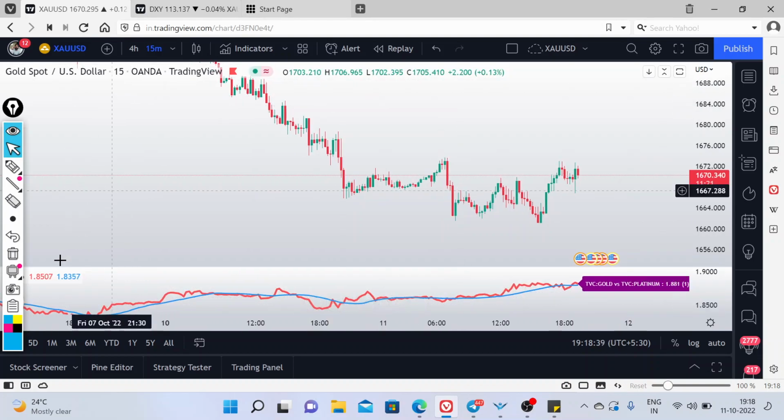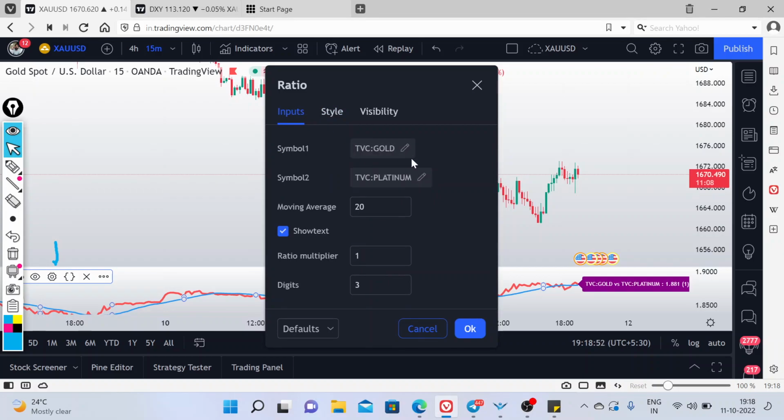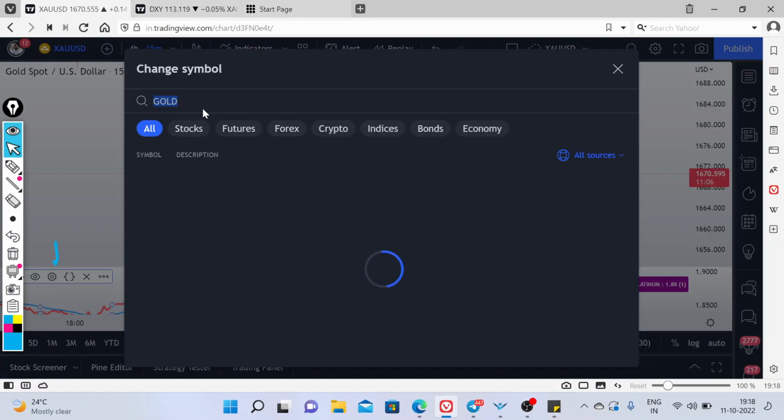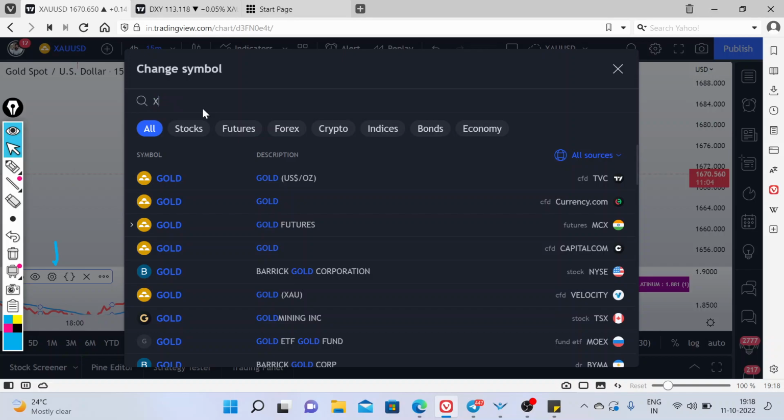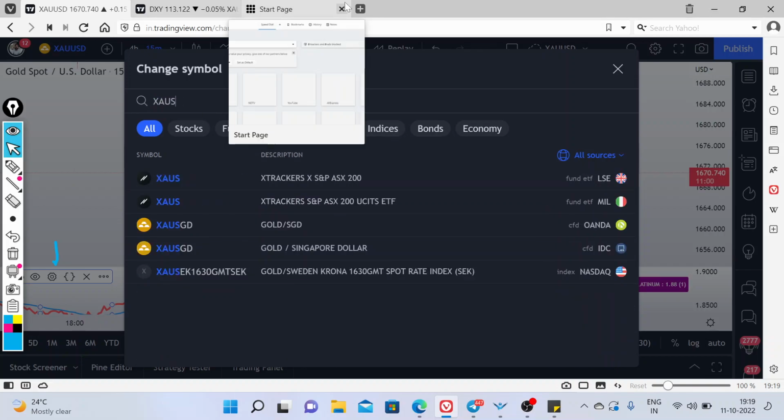After applying this indicator, you have to do some settings. Just click on this gear icon, this one. As per my setup, let me change. See, this is the gold symbol, I choose it from XAUUSD.